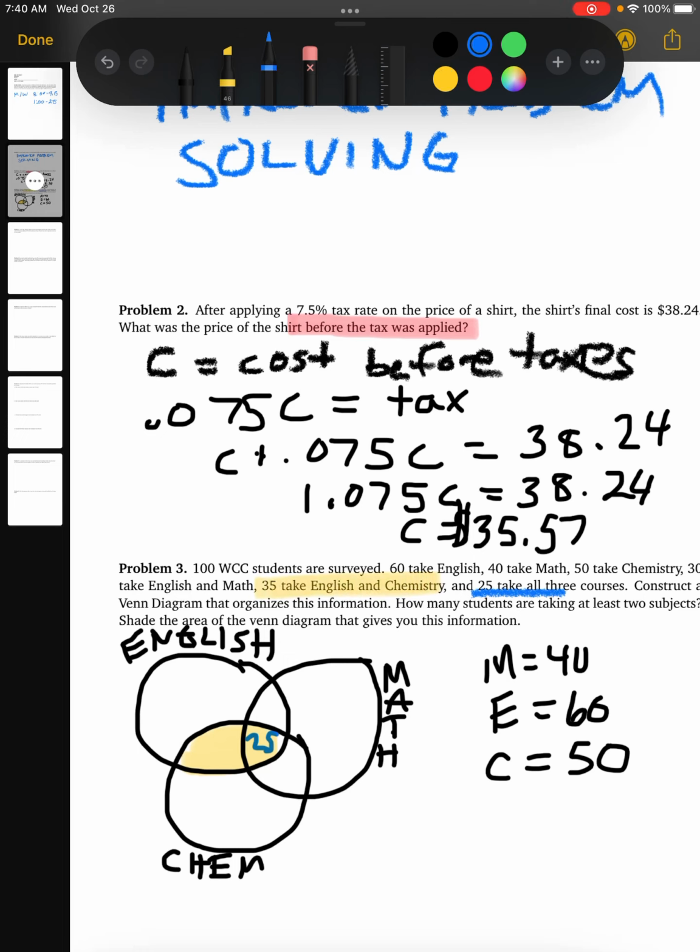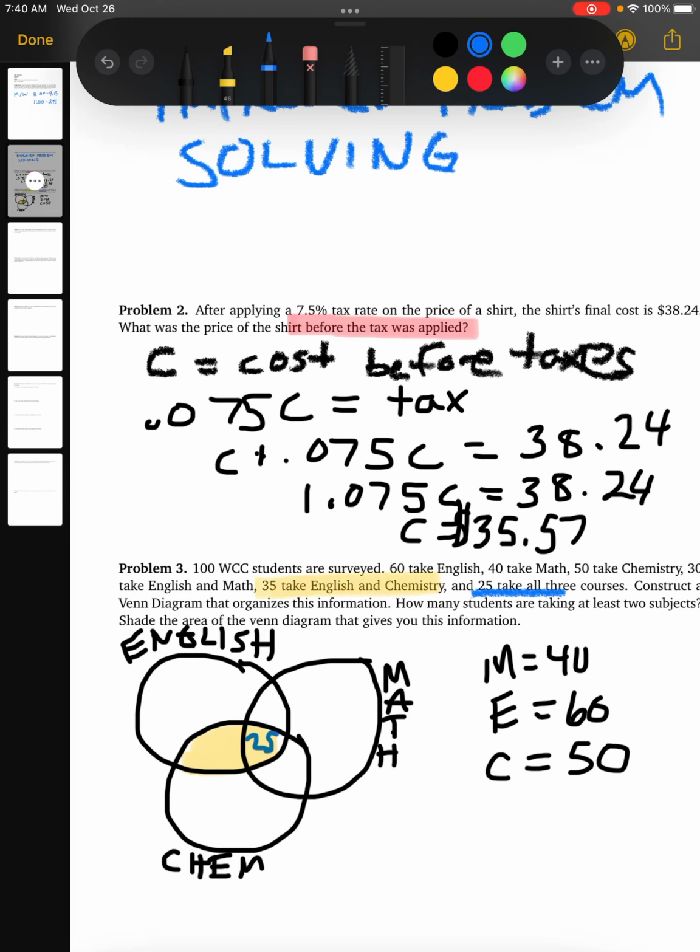So that lets me know that I need to fill this in here with 10, right? So now I have 10 plus 25. That gives me the 35 people that take English and chemistry. I'm going to move along and take a look.